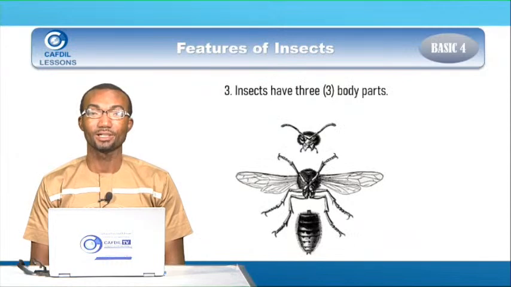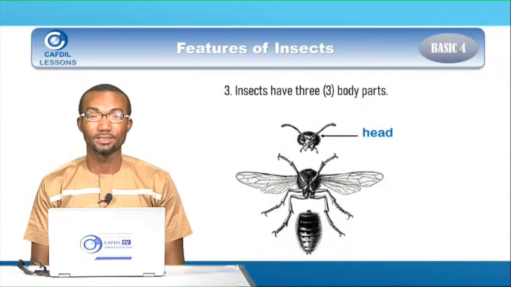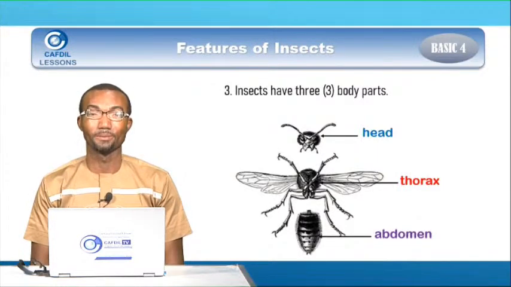3. Insects have 3 body parts. The first one is the head. The second one is the thorax. And the third one is the abdomen. So all insects have 3 body parts: the head, the thorax, and then the abdomen.